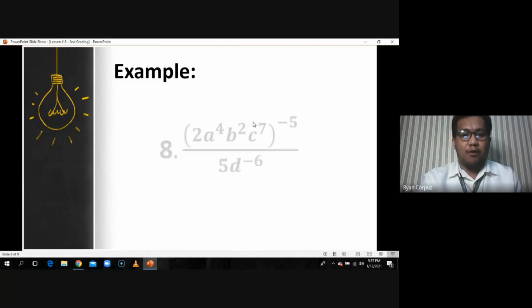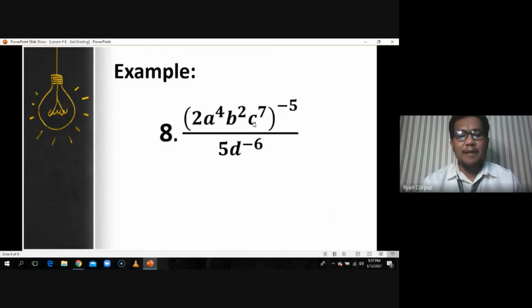Let's have example number 8. So for example number 8, I guess this is already the last example. The given is 2a raised to 4, b raised to 2, c raised to 7, quantity raised to negative 5 over 5d raised to negative 6. So paano yon? May negative exponent tayo on the outside. So katulad ng ginawa natin sa mga last example natin, didistribute natin ito in each of the factors inside. So magiging 2 raised to negative 5 here, then 4 times negative 5 is negative 20, 2 times negative 5 is negative 10, 7 times negative 5 is negative 35, over 5d raised to negative 6.